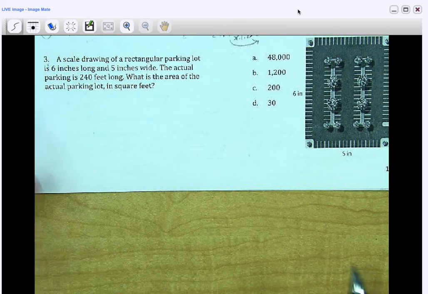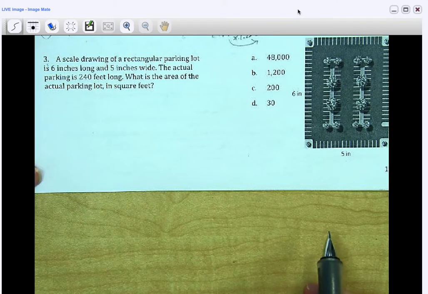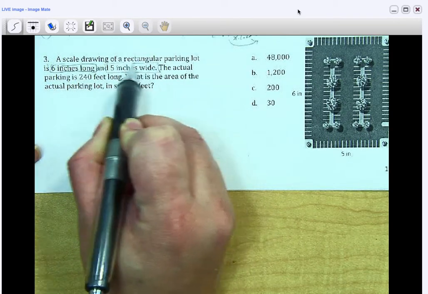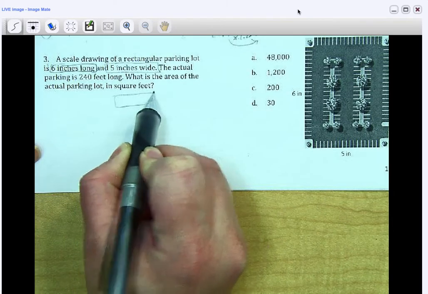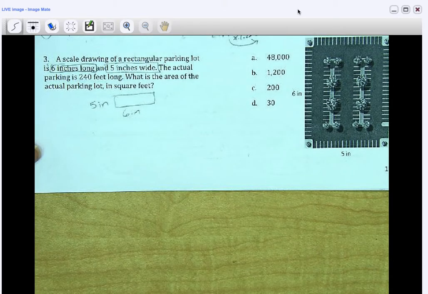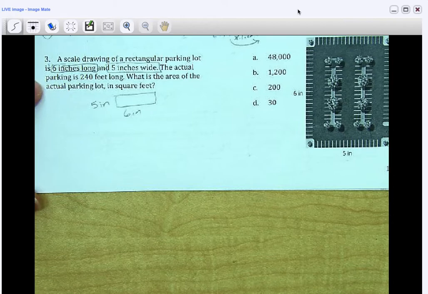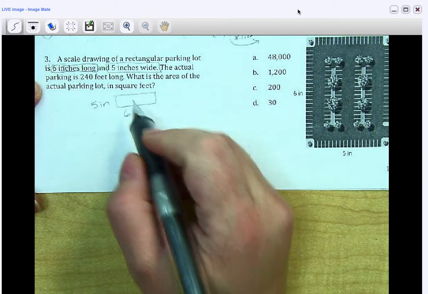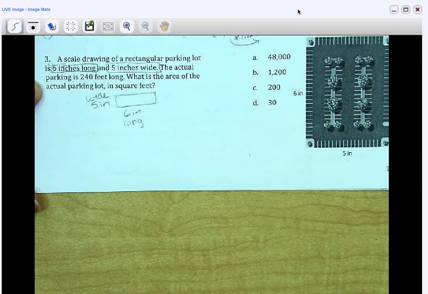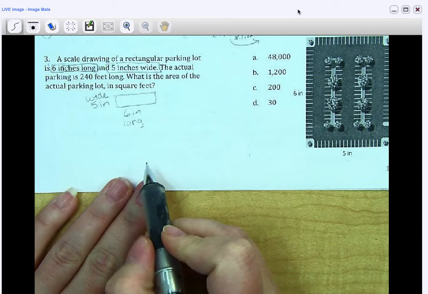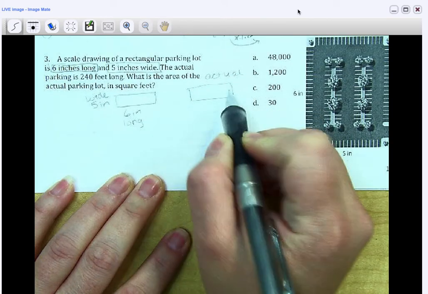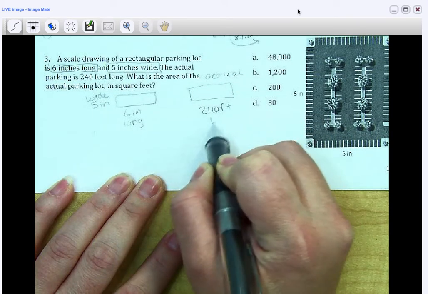So when we're looking at this problem, it says a scale drawing of a rectangular parking lot is 6 inches long, so we want to box that, and 5 inches wide. So I'm just going to draw a little rectangle here, 6 inches and 5 inches. The actual parking lot is 240 feet long. So if you remember, this is the length, so long, wide, okay? So when I look at this and it says the actual, I'm going to write actual here just so that I remember, it's 240 feet long.